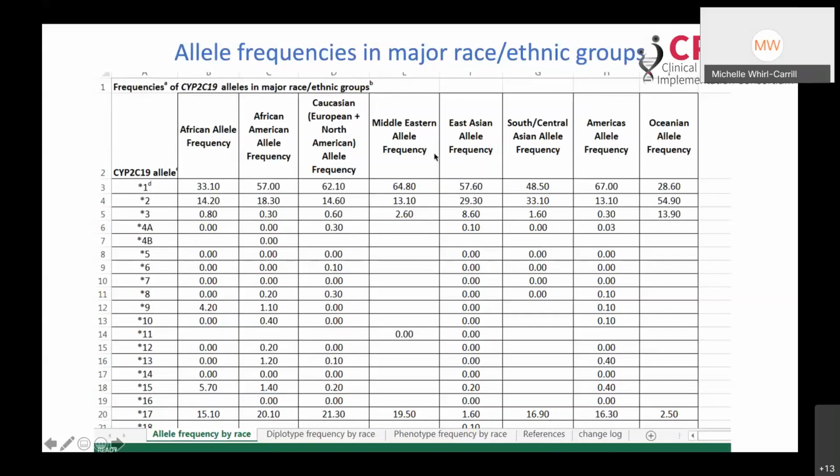We tried to split it up across different global populations because frequencies will vary. Of course, these are just averages. In some cases, there's really nothing known. If you have a blank here, it means that we really don't know what the frequency is. We couldn't find anything reported in that global population with that particular allele. So it also shows you where maybe we're lacking information about frequency.